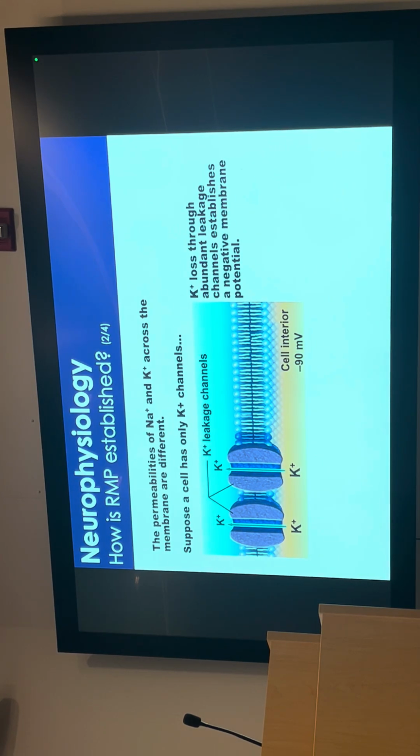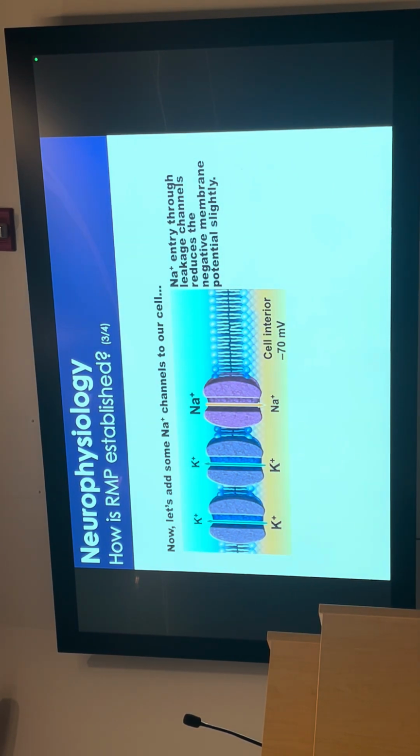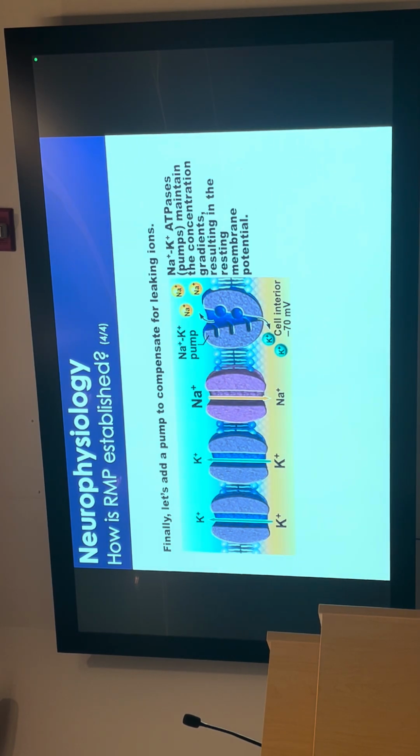Even more negative. If that was the only thing going on, potassium leaks out, it would bring us down to about negative 90, but we do have some sodium leakage channels, a little bit less. So some sodium is leaking in down its gradient. That gets us to right about this negative 70. And we use the sodium-potassium pump to make little changes, to adjust it so it gets right to about negative 70. We need to just redistribute some of these ions. It maintains the concentration gradient, resulting in the membrane potential, negative 70.